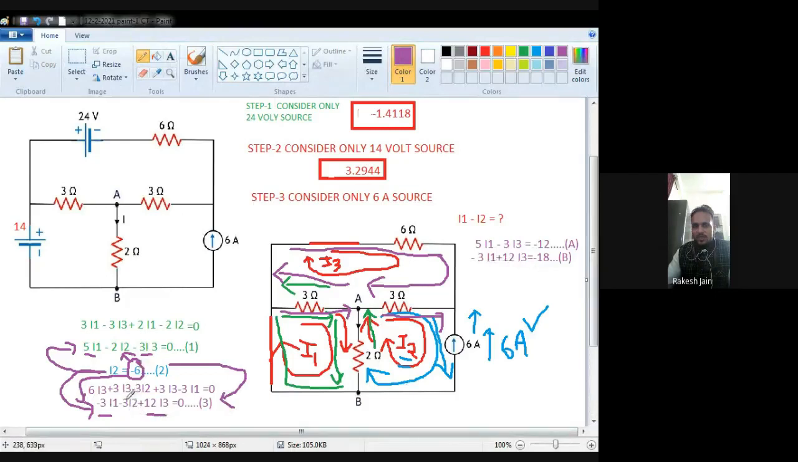They also pass through this 3 ohm resistance from right to left, but through this 3 ohm one more current also passes from left to right. Direction is opposite, but because my current is I3, I write it with positive sign and the other current with negative sign.